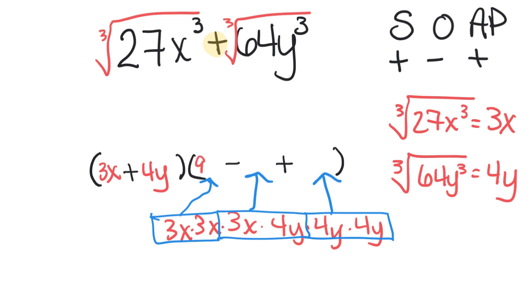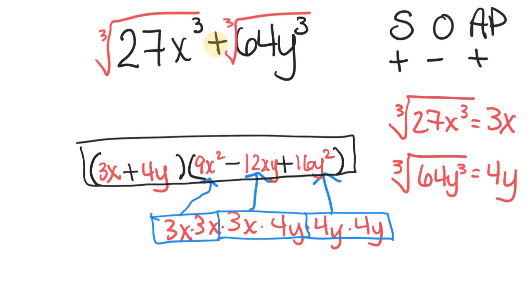3x times 3x is 9x squared. 3x times 4y is 12xy. You just put them next to each other. And 4y times 4y is 16y squared. And we're done. So even though I made it look harder, it was still just the same old pattern.